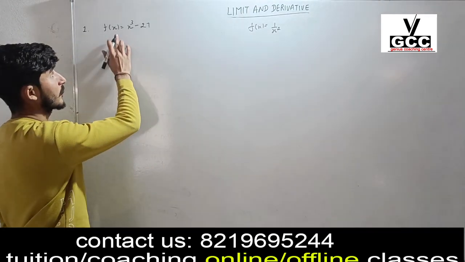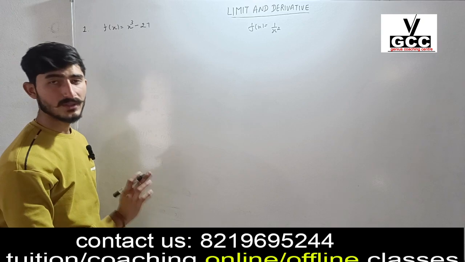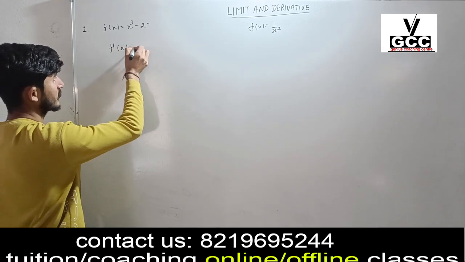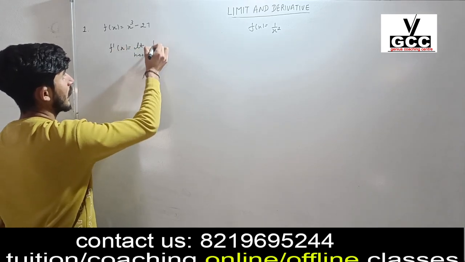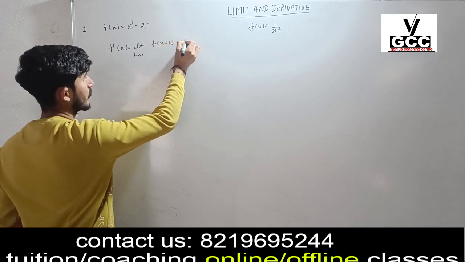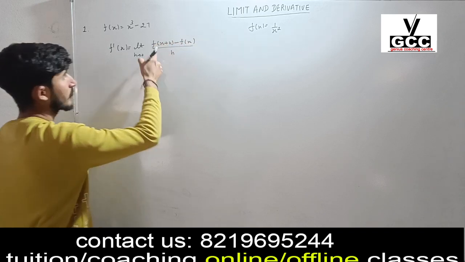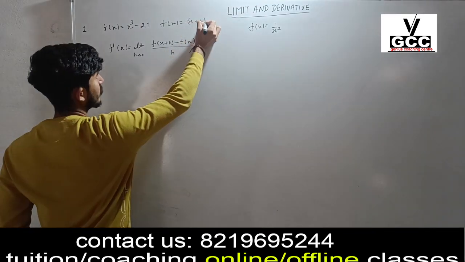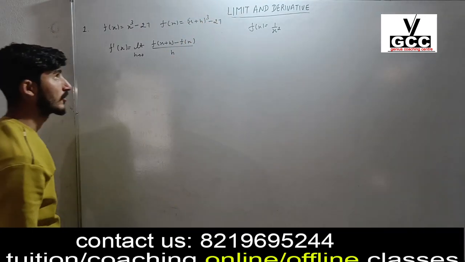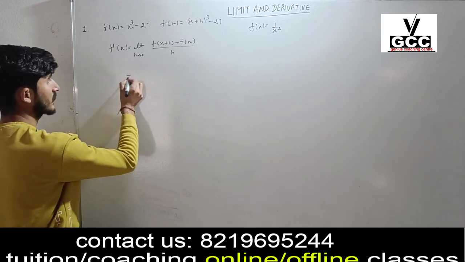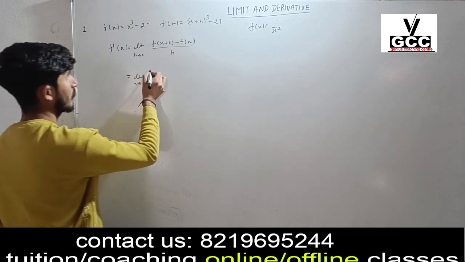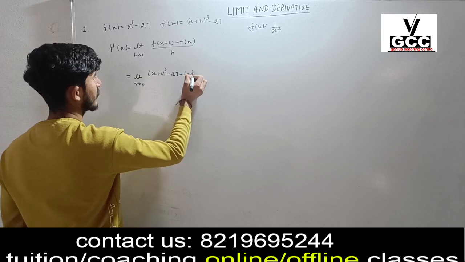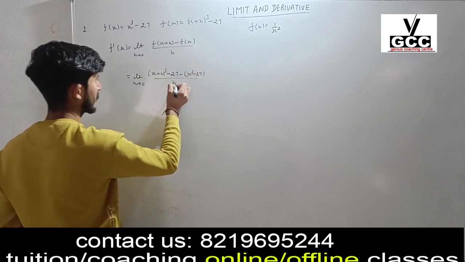Now we have to find the derivative of f of x equal to x cube minus 27 by using the first principle. We know that according to first principle f dash x is equal to limit h approaches to 0, f of x plus h minus f of x whole upon h. We have to find f of x plus h, that is equal to x plus h whole cube minus 27. Now we have to substitute this value in f dash x. Limit h approaches to 0, x plus h whole cube minus 27 minus of x cube minus 27 whole upon h.